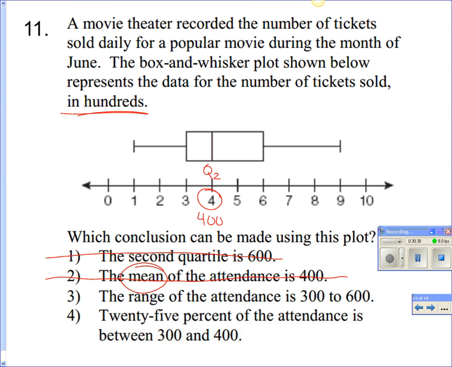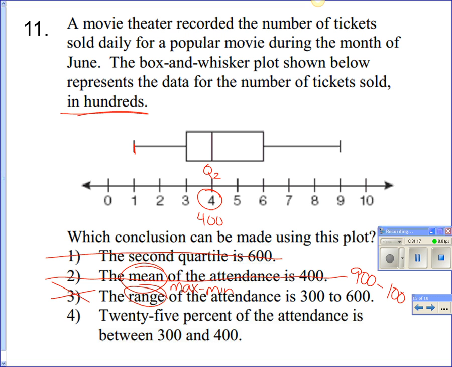Chase, what does 3 say? All right, Jack, how do we get range? Good, maximum minus minimum. So, Faith, what's the maximum? 900, and Stephen R., what's the minimum? Mm-hmm, 100. So that one doesn't work either. It's not 300 to 600. Okay? And then the last one says 25% of the data is between 300 and 400.